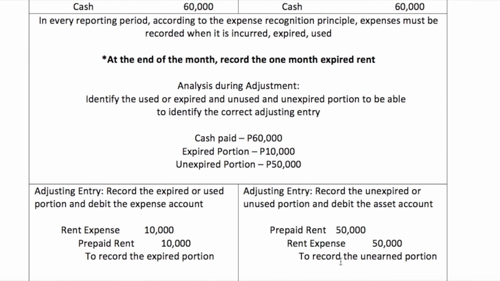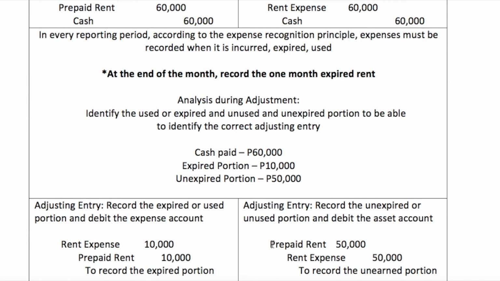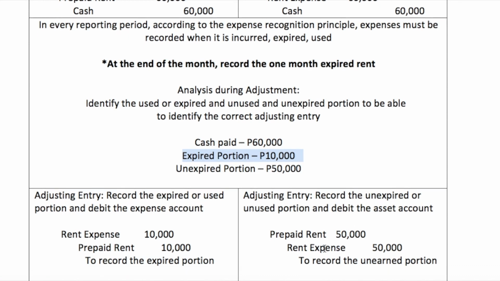What's the effect of this adjusting entry in the accounts? After this adjusting entry, our prepaid rent would now be at 50,000, which is the right amount because the unexpired portion is 50,000. Then our rent expense, from 60,000 debit, we credited rent expense. Expense has a normal balance of debit. If we credit rent expense, that would decrease the rent expense. So 60 minus 50, it would now be just 10,000, the rent expense, which is what it should be. So that's the effect of the adjusting entry.